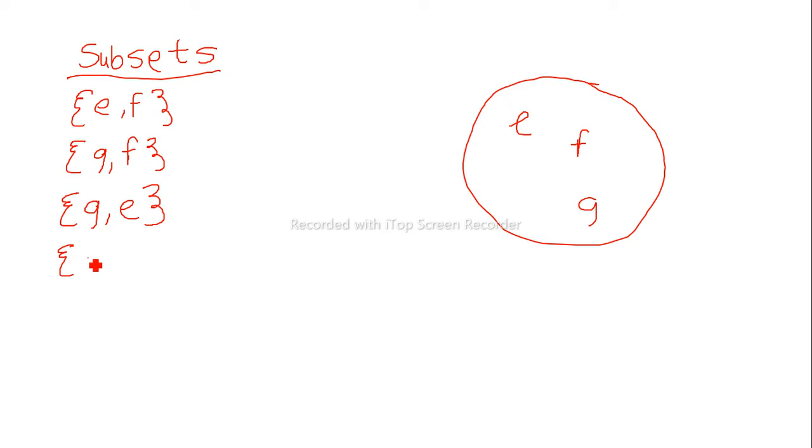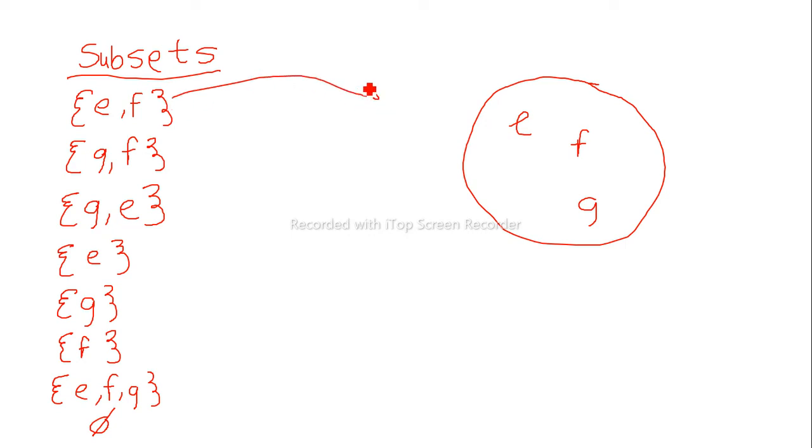How about E itself? F itself. G itself. And how about the set itself? What about empty? And then the empty set. Good. Now all of these are subsets because they come from what? They come from the main set. You see what I'm saying?